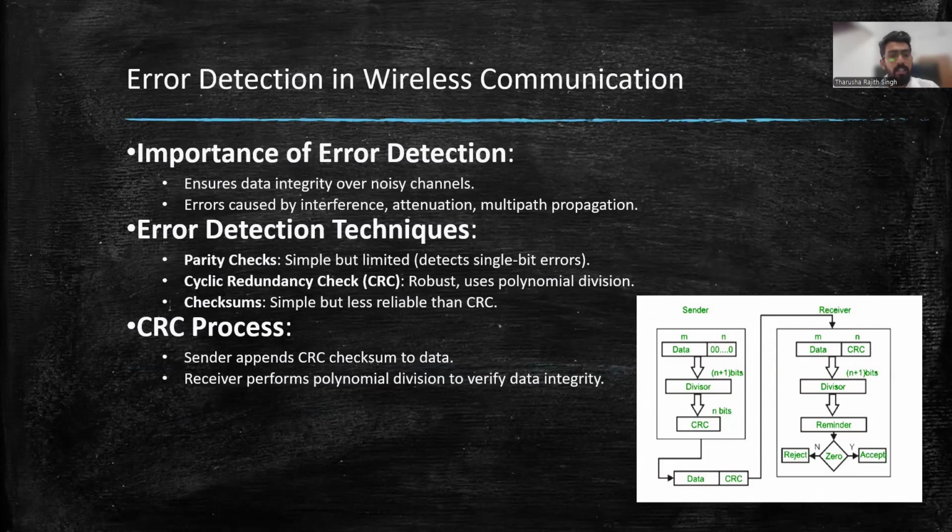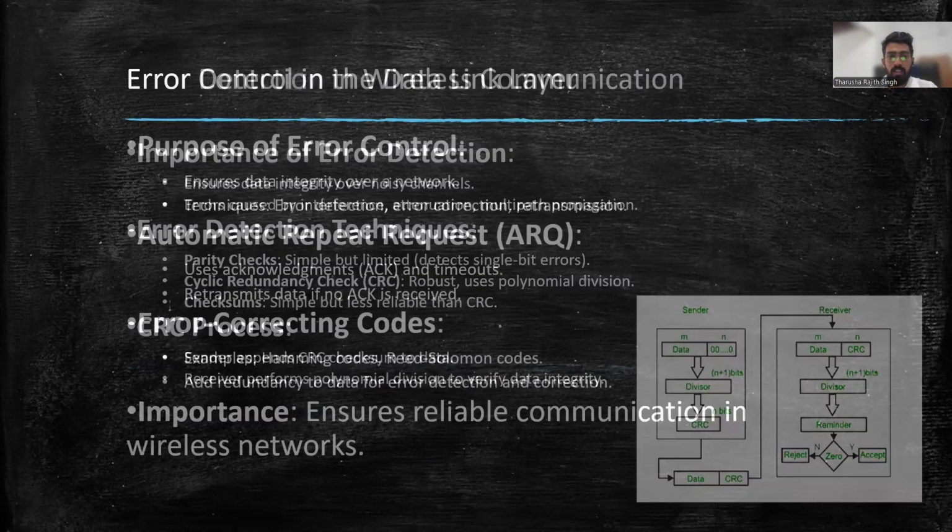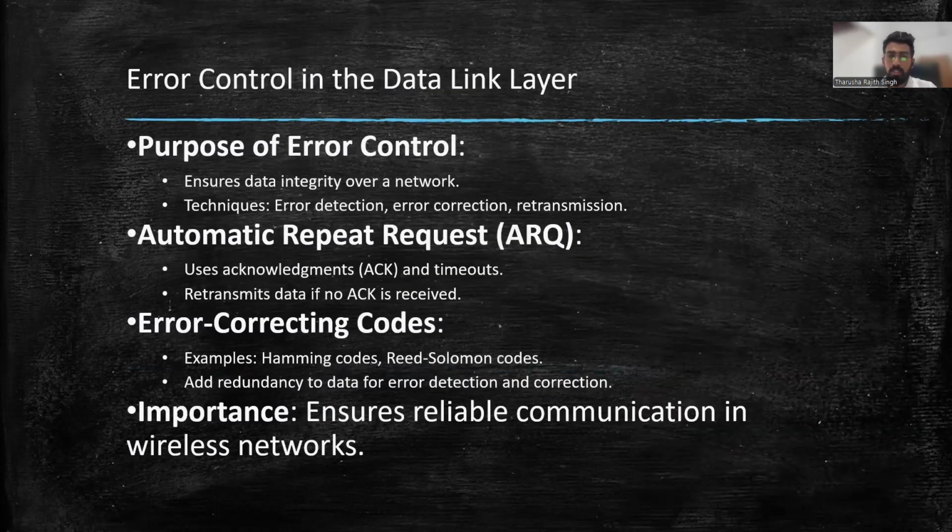So in conclusion, error detection techniques like parity check, CRC, and checksums are essential for ensuring data integrity in wireless communication systems. Next, let's discuss error control in the data link layer. It is essential for ensuring the integrity of data transmitted over a network. Error control techniques help detect and correct errors that occur during transmission, ensuring reliable communication.